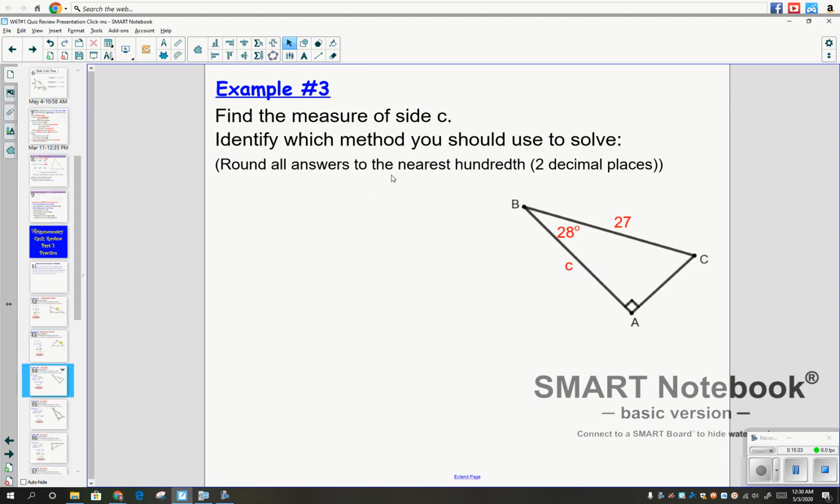Example number 3. Is it a right triangle? Yes. Can I use Pythagorean theorem? No, because I only know one side, so I'm going to have to use SOHCAHTOA. And one of the questions I ask myself when I use SOHCAHTOA, what's my reference angle? Well, the reference angle is the angle I know the measure of. That means 28 is my reference angle.